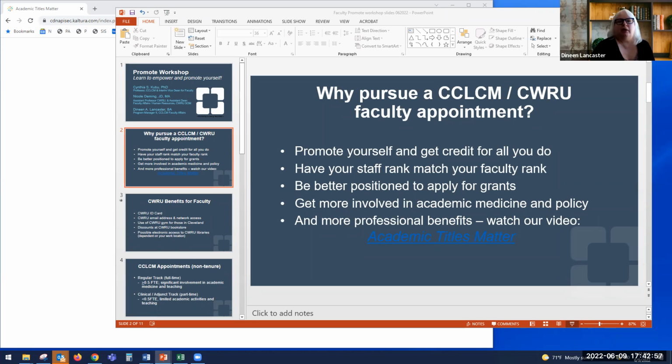So if you're applying just in the regular track, so you're not going for a promotion right now, you maybe are new to the clinic or you haven't had an appointment already, and you figure out that you have the reputation required for, say, associate professor. You can go ahead and apply for that. It's almost like a promotion application, but there are a few less items that you need. So it's actually a slight bit easier.